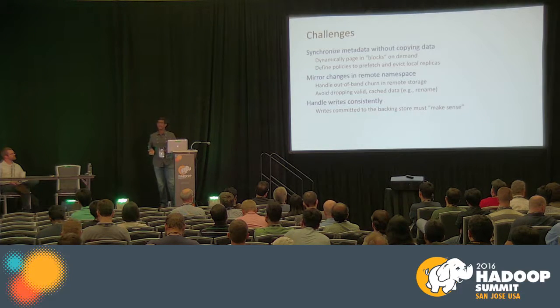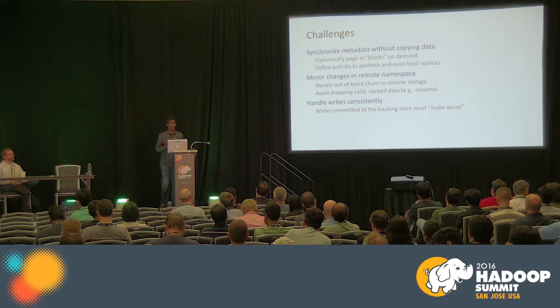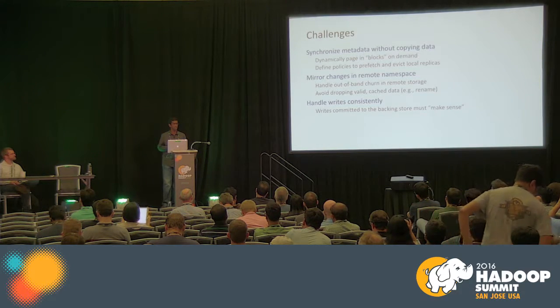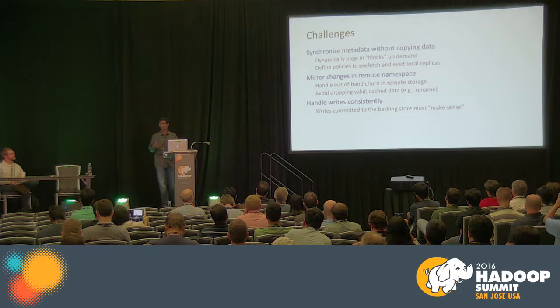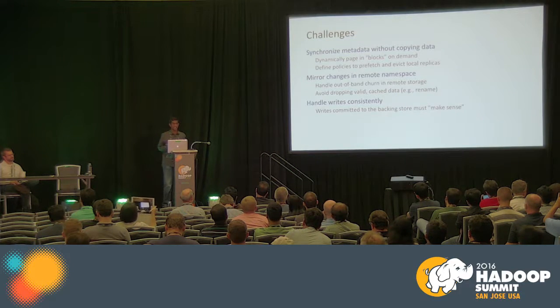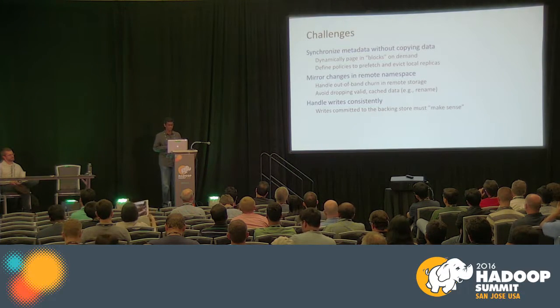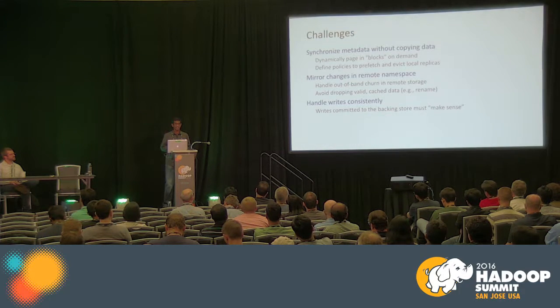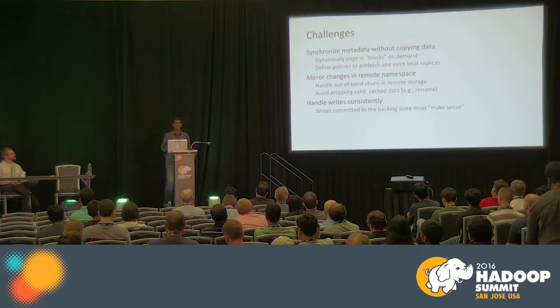Now, there are several challenges that we need to solve before we can actually make this practical. First of all, we need to be able to synchronize the metadata without having to move the data around. You don't want to be copying data around. It ends up being very inefficient. And so you would want to dynamically page in data that's only accessed. For example, if you have lots of data in the cloud, but only want to work with a subset of the data, you only want to bring that data in when it's actually accessed.